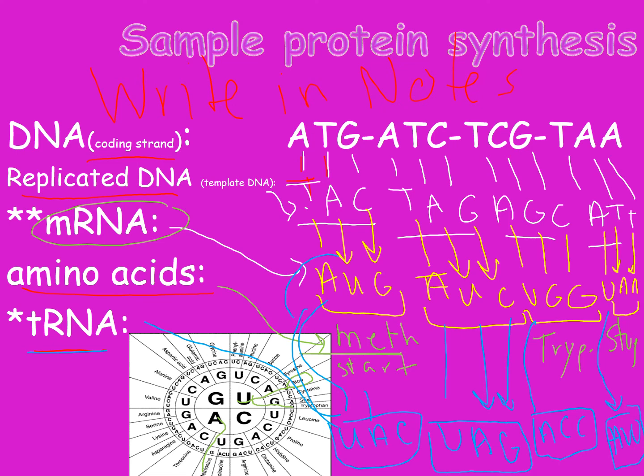So if you ever had to go backwards and it says go from tRNA to mRNA, you would say, well, U goes to A, A goes to U, because you're still doing RNA. If it says go from mRNA to DNA, you will go A goes to T, U goes to A.